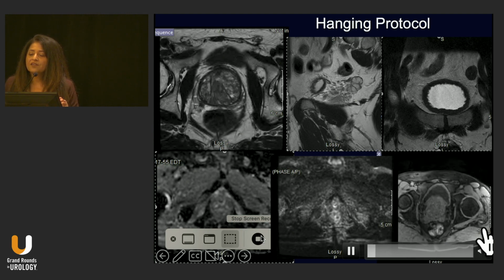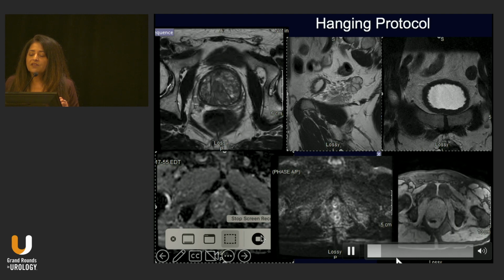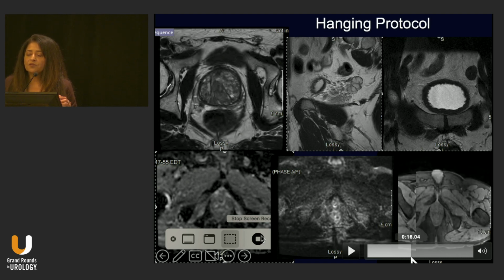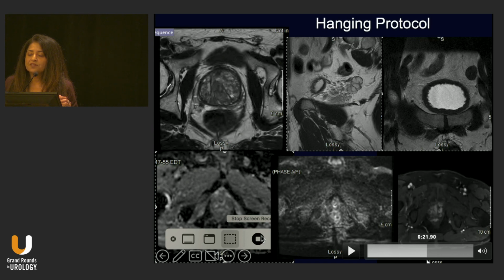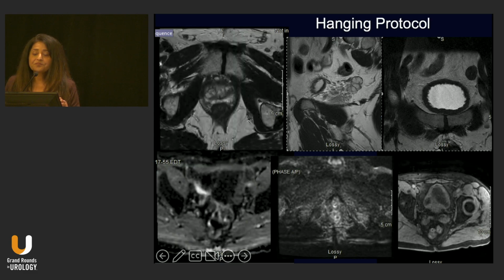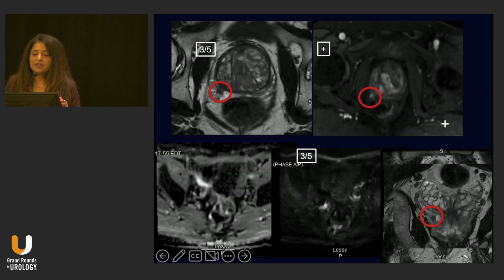Now let's look at the contrast. When you look at the contrast, initially you don't see anything, but as you go through several images, it's a dynamic exam, you start seeing contrast filling into the prostate. And what's happening is there's an area on the right side that's brighter. Let's look at the next image, where I've marked these areas.